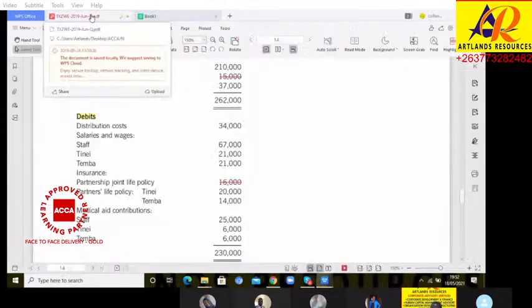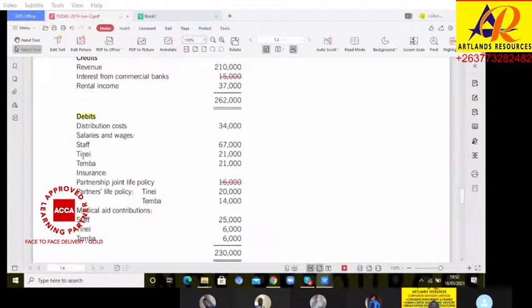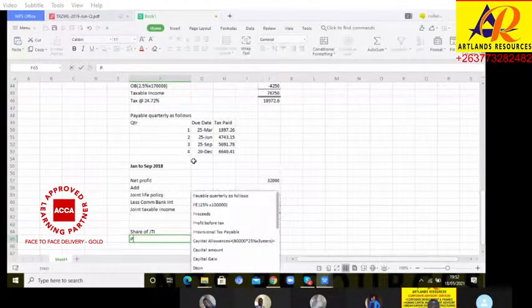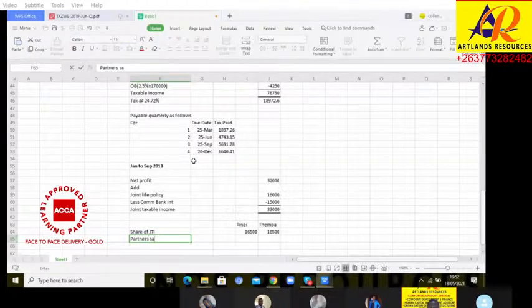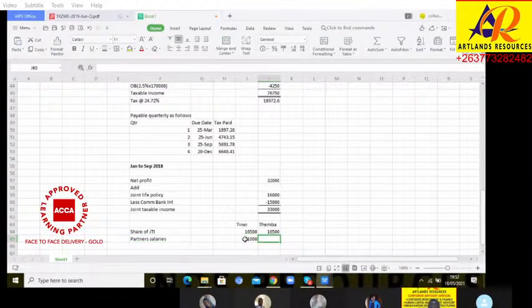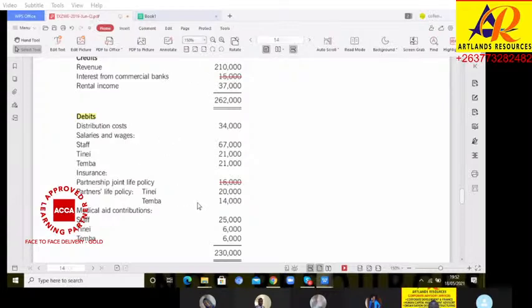Then you come to whatever was deducted in which partners were beneficiaries, like salaries. You say partner salaries, because they were the ones receiving the money, so we have to tax them. Then next you say partner life policies.